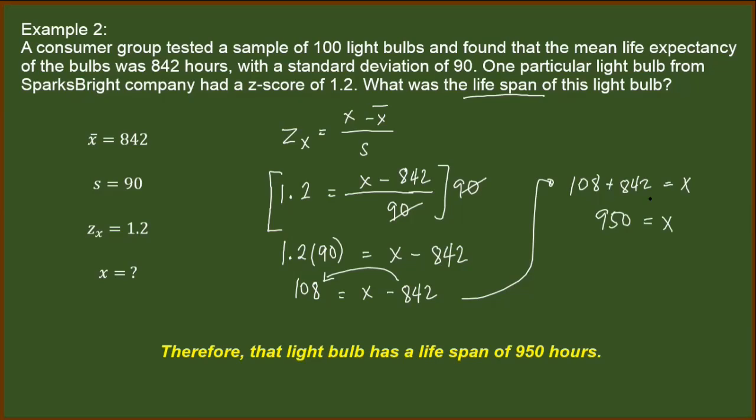So that's it on how we solve and interpret z-scores. Again, this z-score is a measure of relative position. It talks about the number of standard deviations a certain data is away from the mean. In the next video, we will be dealing with another measure of position.